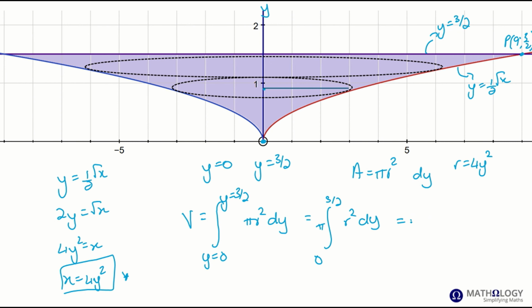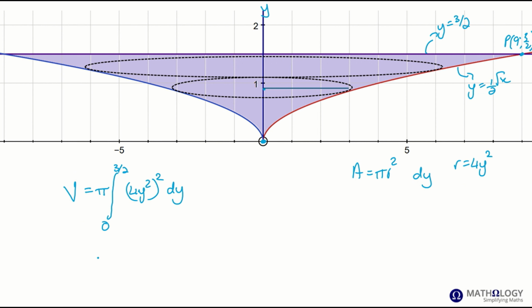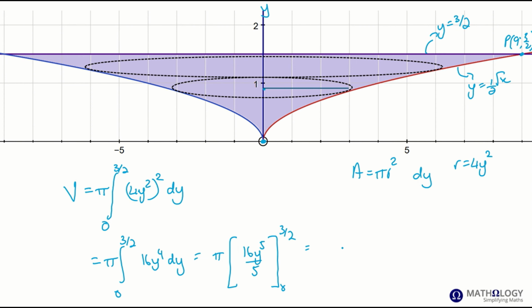So pi times the integral from 0 to 3 over 2. r is 4y squared, but r squared is therefore 4y squared squared, and we integrate with respect to y. Pi, integral from 0 to 3 over 2, that's 16y to the 4 dy. Now we can finally integrate. So we'll have 16y to the 5 divided by 5 from 0 to 3 over 2.